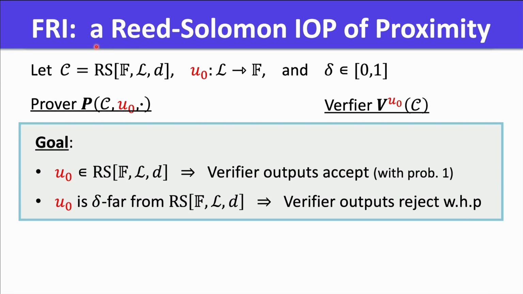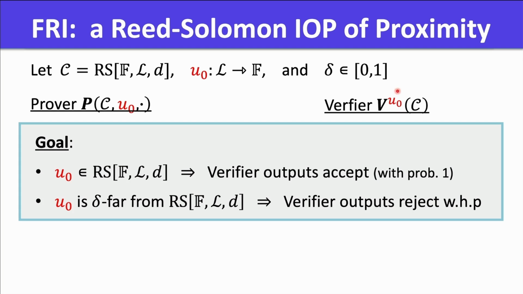As we said, FRI is a Reed-Solomon IOP of proximity. Let me quickly remind you what that means. We fix a Reed-Solomon code with distance d and domain L. We have a particular function u0 from our domain to the finite field, and we have some parameter delta. A Reed-Solomon IOP of proximity is a proof system between a prover and a verifier, where the prover is given access to the function u0.